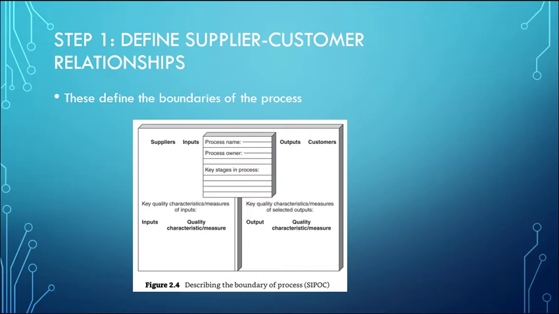The picture that they show you here is really a more detailed version of that SIPOC diagram that we talked about before, where it was suppliers, inputs, process, outputs, and customers. In this one, they've added more information about the key stages in the process, and they've talked about the quality characteristics of the inputs. So how do we know that something we're getting from somebody else is of sufficient quality? And what are the quality characteristics of the outputs, to make sure that what we're building meets the customer's requirements for quality?